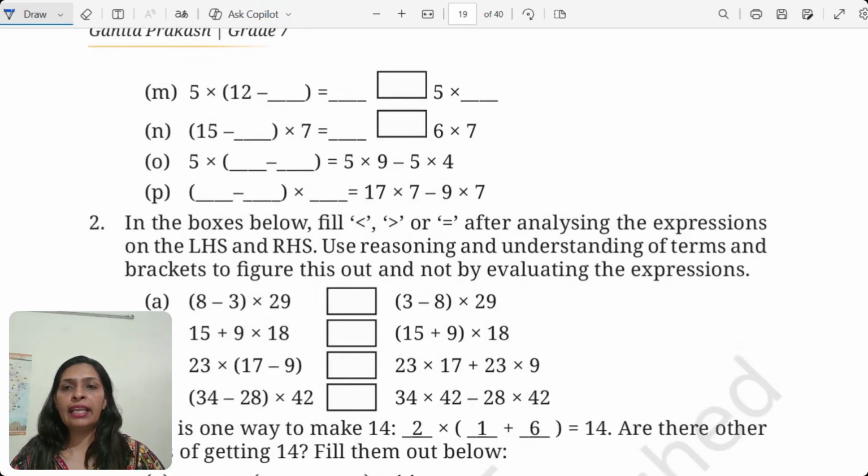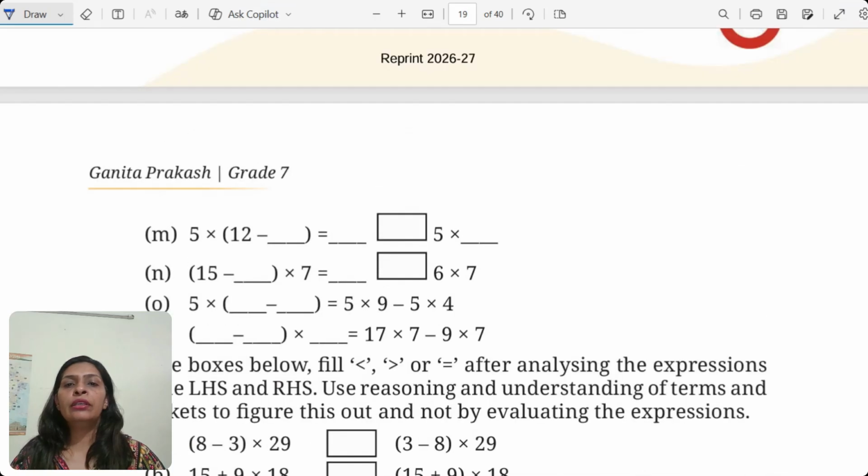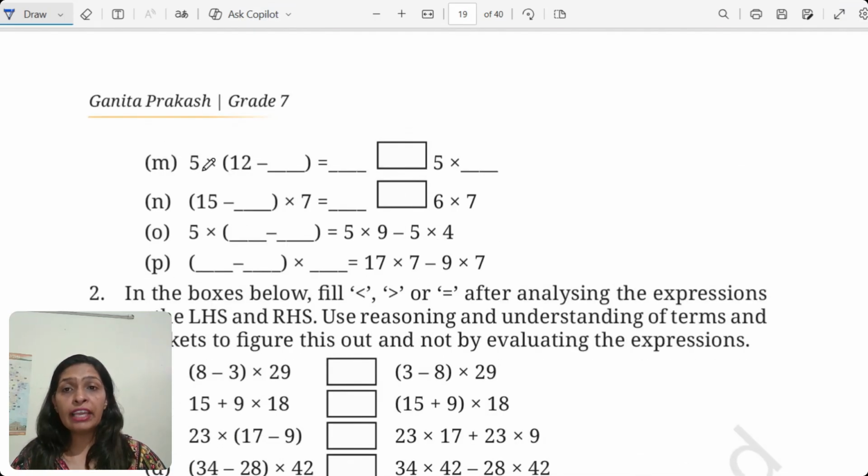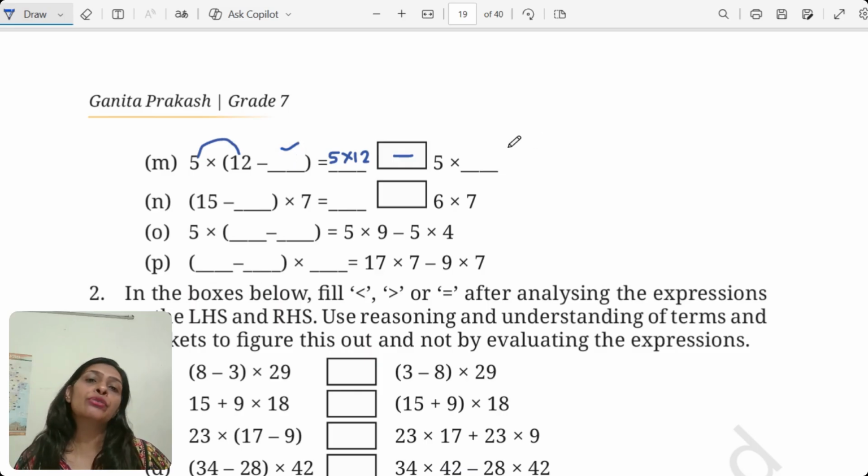Moving towards the M part. So now here again it is 5 multiplied by 12 minus, there is again something empty. So what should be the first number? The first number should be 5 multiplied by 12. And again in between we have a negative sign, so minus will come. Now as we did in the previous one, here this number is missing and whatever number we have here is going to come here also, right?